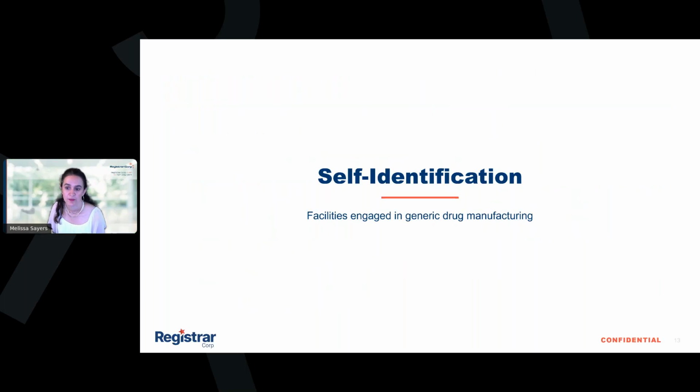Under GDUFA, facilities, sites, and organizations must electronically self-identify with FDA and update that information annually. FDA calculates annual facility fees based on the number of facilities manufacturing or intending to manufacture active pharmaceutical ingredients or human generic drugs or finished dosage forms that are human generic drugs who have self-identified.